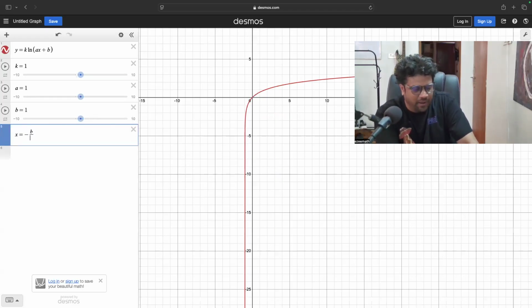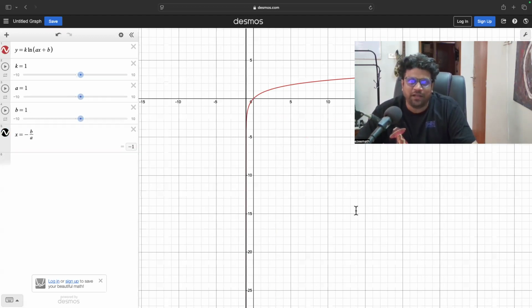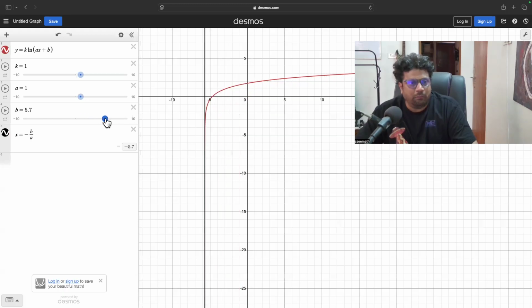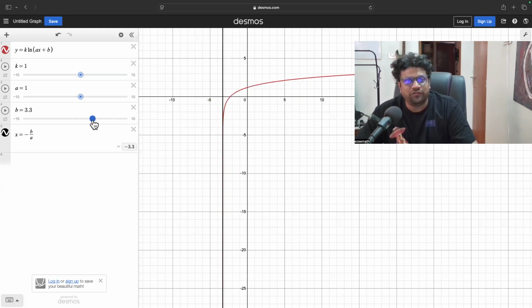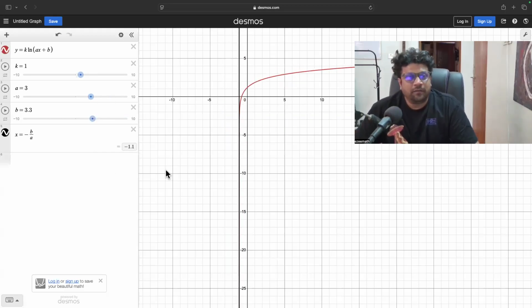How about we watch what that is? Minus b divided by a. And again, it's a vertical line at x equals minus b by a, which happens to be the boundary for this particular curve. Let us move the value of b. You'll see that the boundary moves with it. Let's move the value of a. Again, the boundary moves with it. But the question is why? Why do we have a boundary like that?